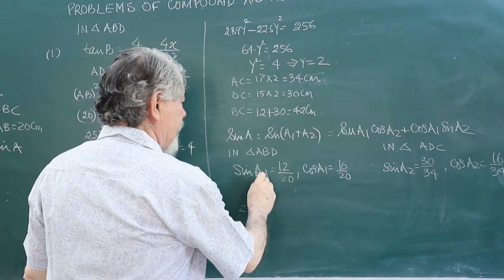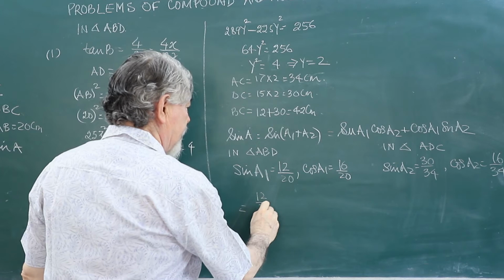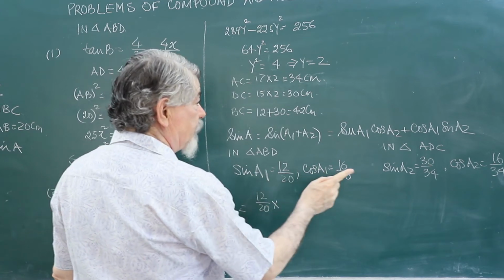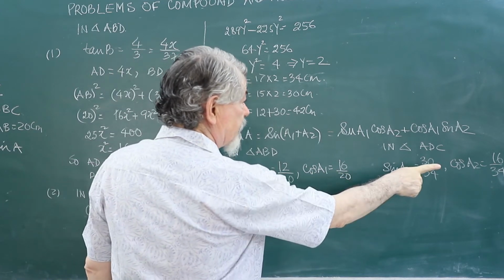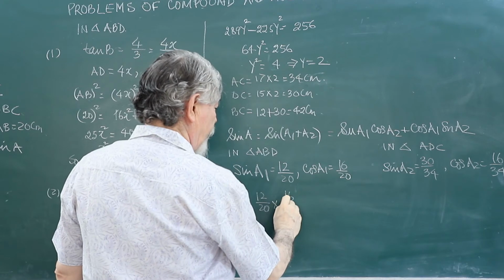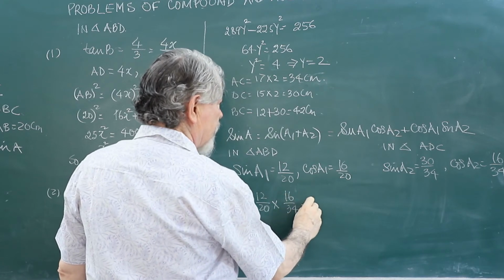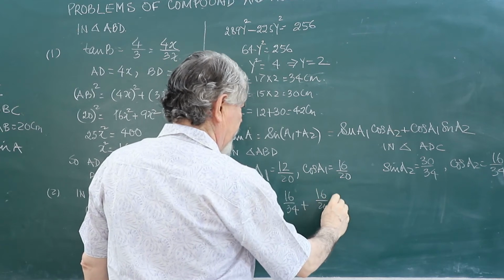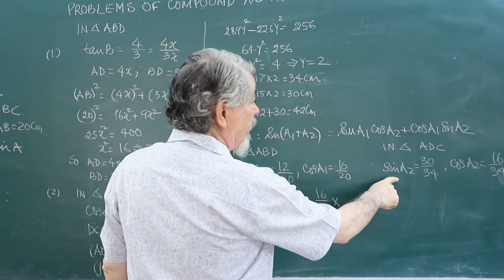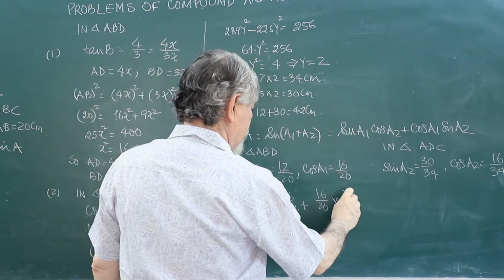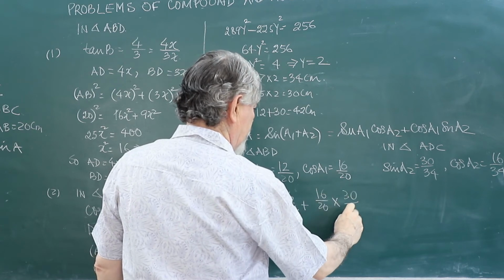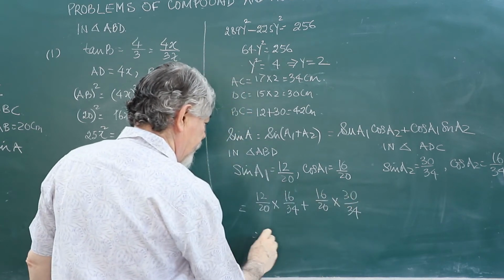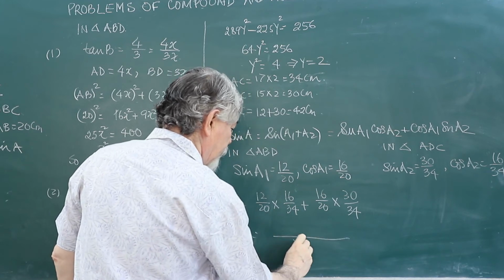That will be sin A1, 12 upon 20 into cos A2, which is 16 upon 34, plus cos A1, that is 16 upon 20 into sin A2. What is the sin A2? 30 upon 34. The denominator is the same, 20 into 34.